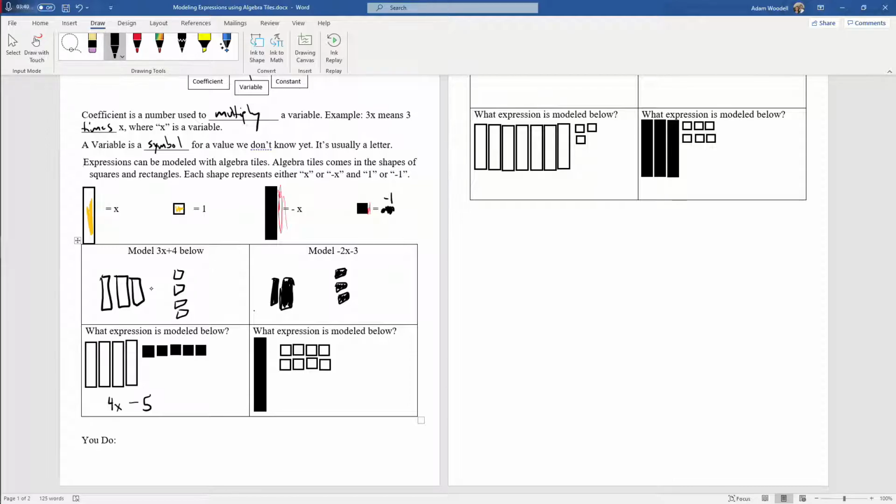Let's jump over to this next one. What expression is modeled below? Again, I see one rectangle. That tells me it's going to be an x. I could also write 1x, but usually as mathematicians, we like to be lazy, so I'm not going to write the 1 if I don't have to. But there's 1x. It's negative, right? Because it's a black rectangle, it's going to be negative. And then how many of these little squares do I have? 1, 2, 3, 4, 5, 6, 7, 8. So I'll write 8. And is it plus or minus? Well, they're white squares. They're not shaded in, so it's a plus. And I have my answer.